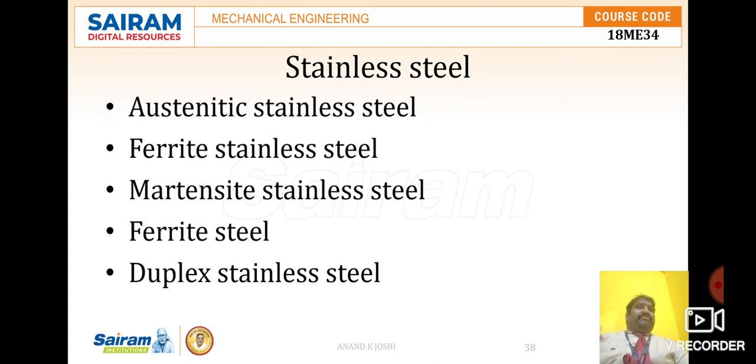Since this type of steel is considered soft and prone to surface damage, it is widely used in kitchen utensils like knives, forks, spoons, etc. So these are all about austenitic stainless steel.